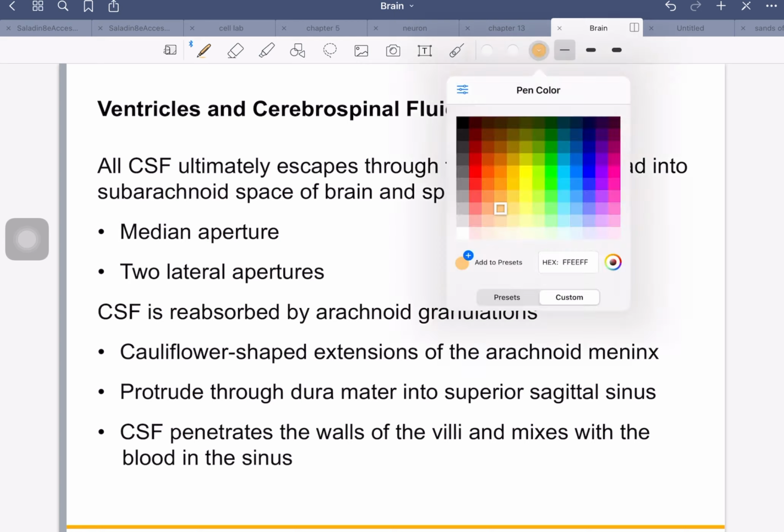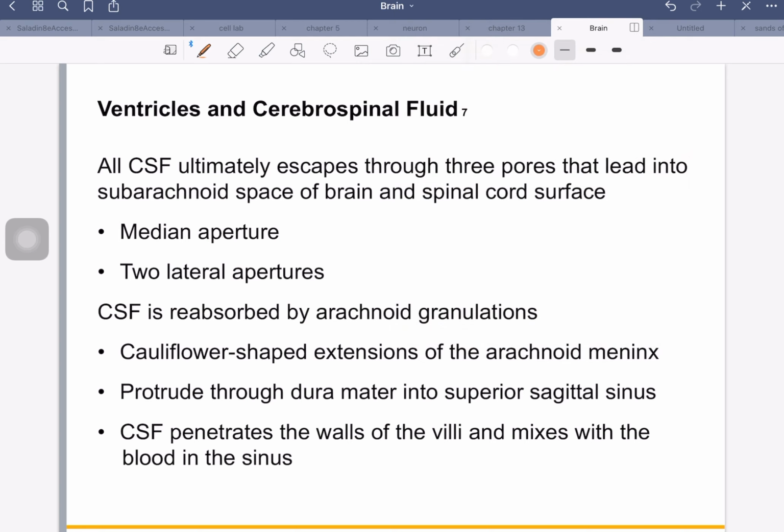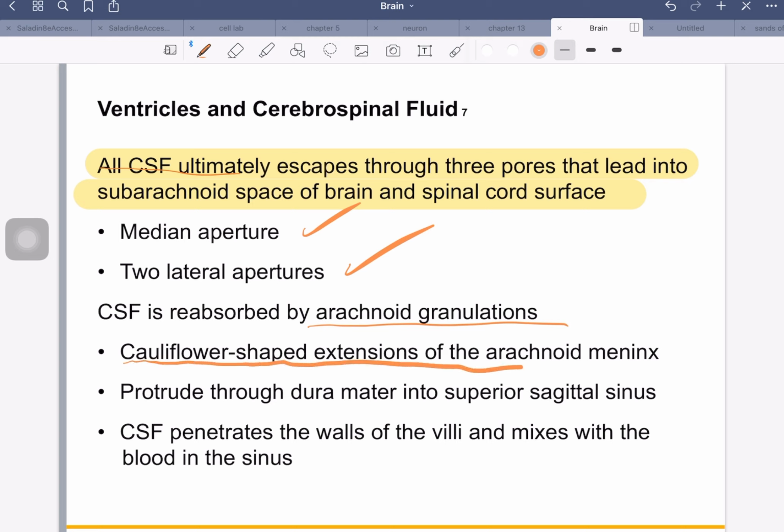Now, all the CSF basically will escape through the three pores that lead into the subarachnoid space, and also the spinal cord surface. As we saw earlier, we have the median aperture and the two lateral apertures. And CSF gets reabsorbed by the arachnoid granulations, and that is something that we had a look at, the picture of it, when we looked at meninges in the previous video. So have a look at your book if you need to get that visual representation, or go back to the previous video. And these look like cauliflower or broccoli or whatever works for you.